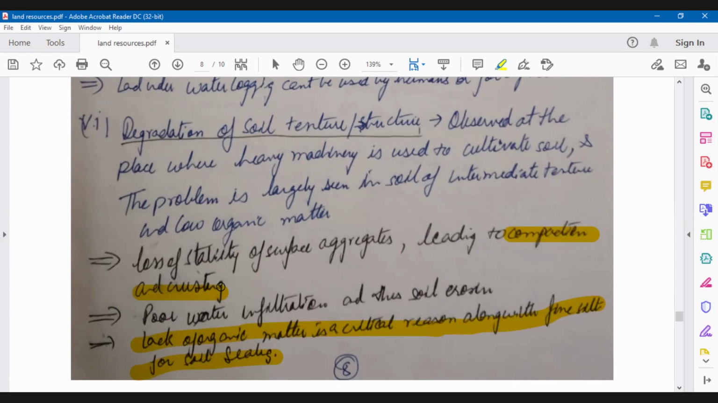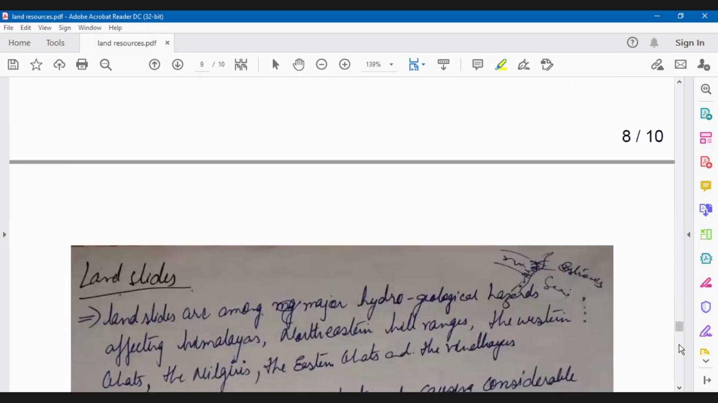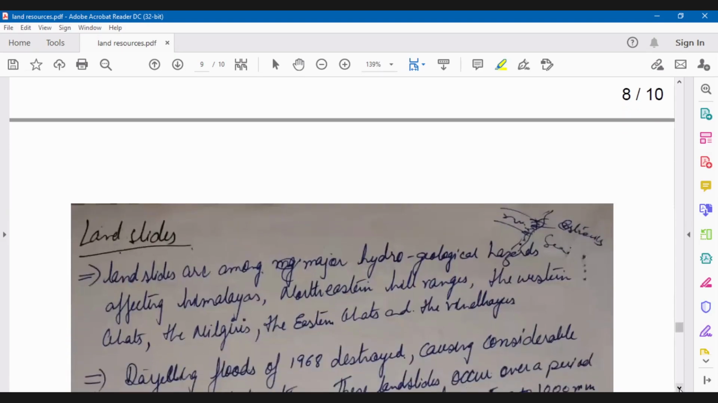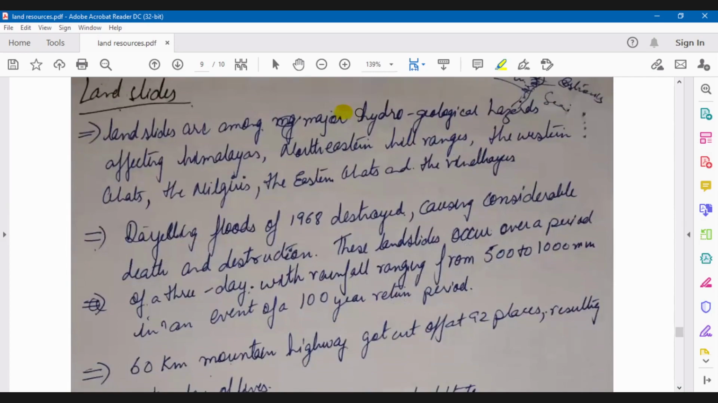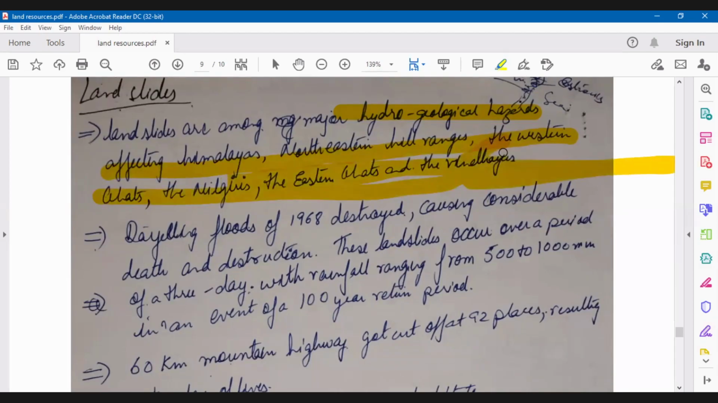But whenever you use heavy machinery or do this type of faulty practices, what you see is compaction and crusting, and this change in soil texture leads to poor water infiltration and soil erosion. So when the soil does not have water, it tends to get eroded. Landslides. I showed you an image for landslide. They are seen largely. They are hydrogeological hazards affecting the Himalayas, northeastern hill regions, Western Ghats, Nilgiris, etc.